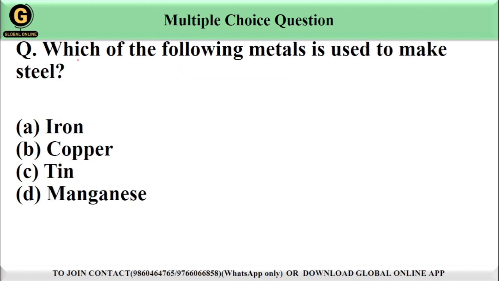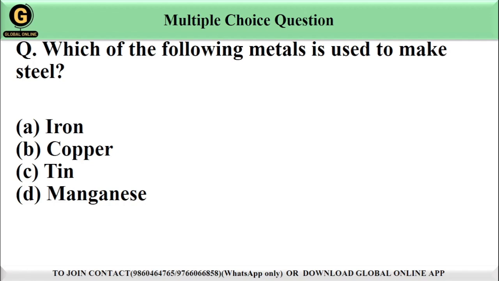Which of the following metals is used to make steel? We have options here. Option A, iron. Option B, copper. Option C, tin. And option D, manganese. Guys, steel is primarily made by alloying iron with carbon and sometimes other elements like manganese, chromium or nickel to enhance its properties.